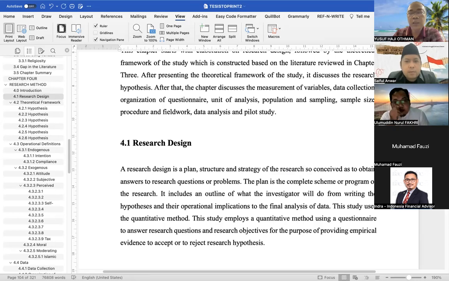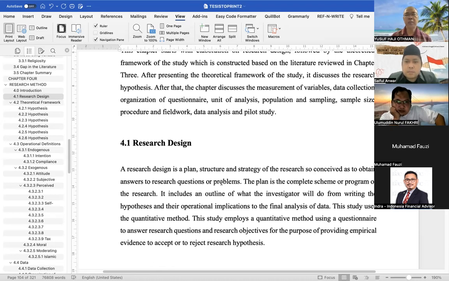Or in your case, the thesis, yeah? A research design consists of a plan, structure, and strategy of the research. So conceived, research design is constructed, developed to obtain answers to research questions or problems. So research design must be linked with the research questions, research problems, and also research objectives. So what is a plan? Plan is a complete scheme or program of the research.